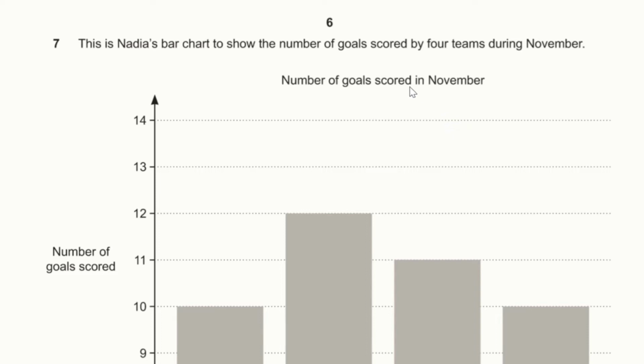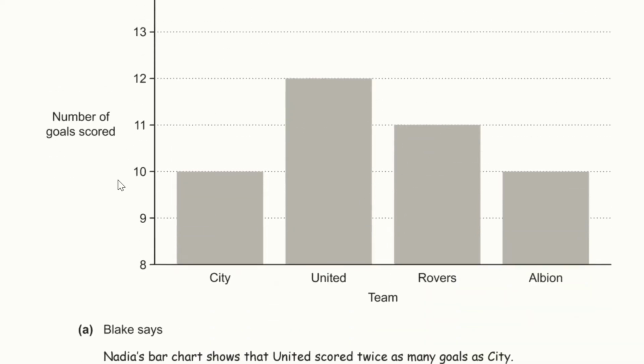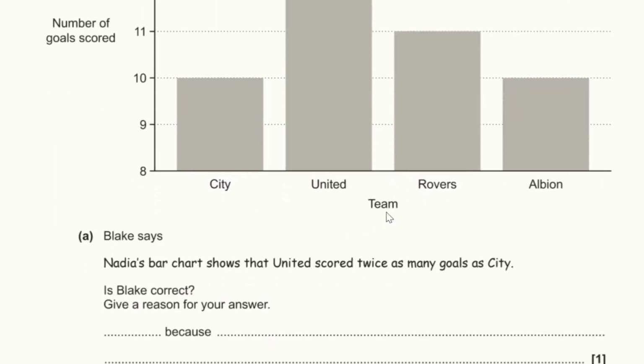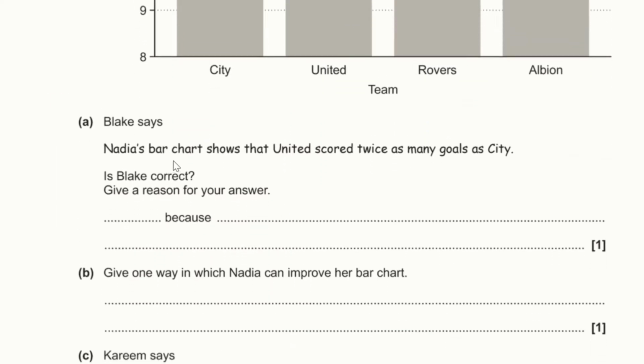Question number 7. This is Nadia's bar chart to show the number of goals scored by 4 teams during November. So we've got the number of goals scored in November with the associated team, and Blake says Nadia's bar chart shows that United scored twice as many goals as City. Is Blake correct? Give a reason for your answer.